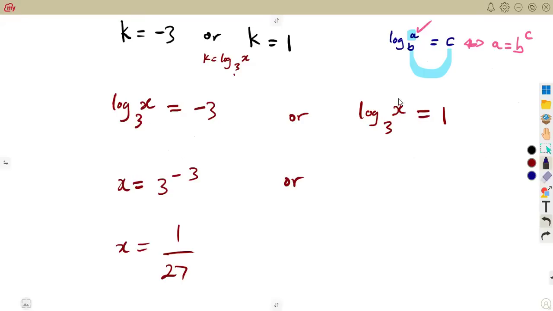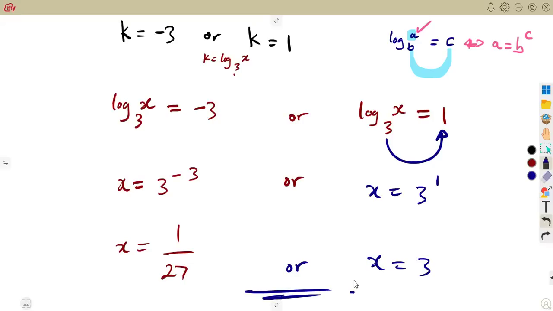Or you do the same thing here. You take this x, that is our a. So x is equal to 3 to the exponent of what? 3 to the exponent of 1. So that is 3. 3 to the exponent of 1 is 3. So these are the possible values of x that you're going to have.